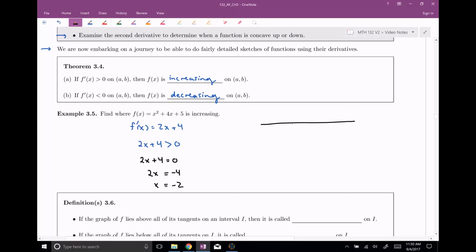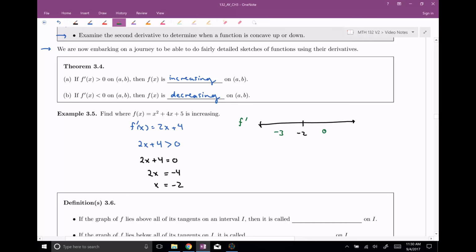I'm going to plot this on a number line here. So negative 2 breaks up the number line into a couple pieces, and then I'm going to choose test values. In this one I'm going to choose 0, which is certainly a number that's bigger than negative 2. And then down here I'm going to choose negative 3. I'm going to plug those into my derivative function, to figure out if the derivative is positive or negative at these places.